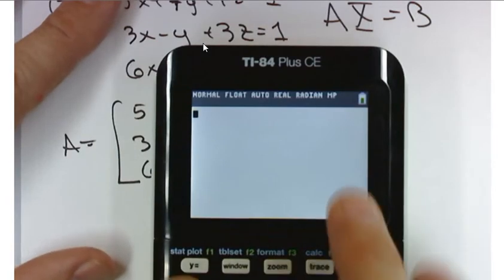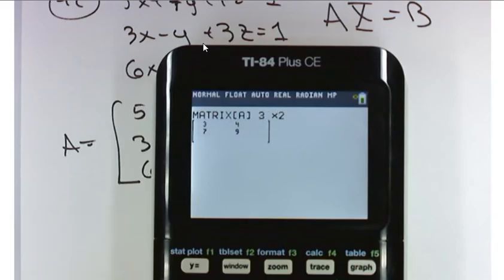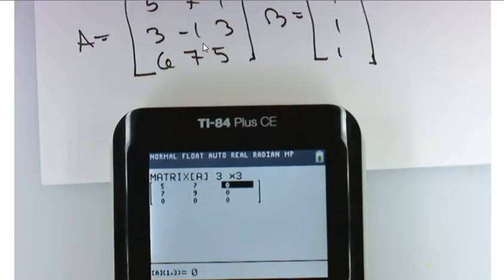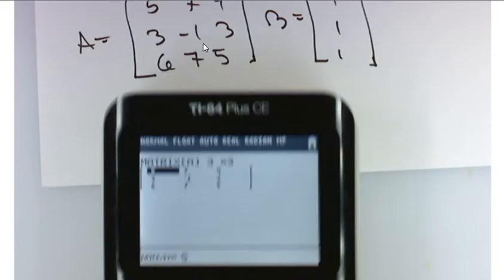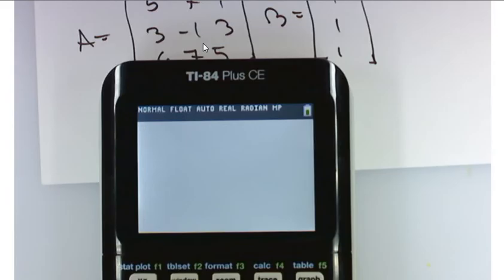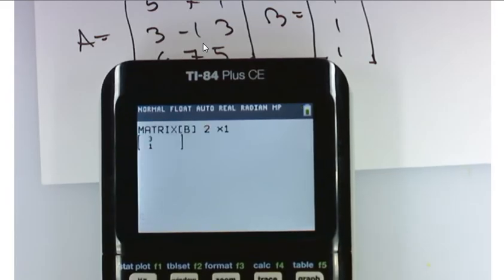So matrix, edit. This time matrix A is a 3x3 matrix. 5 7 4, 3 negative 1 3, 6 7 and 5. After you've entered matrix A, make sure you exit, quit. Don't try and enter matrix B yet. So you want to quit, then go back in and enter matrix B, which now is going to be a 3x1 matrix.